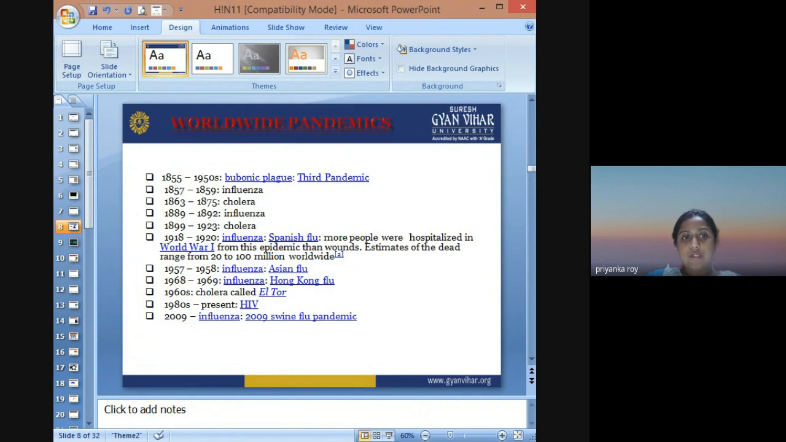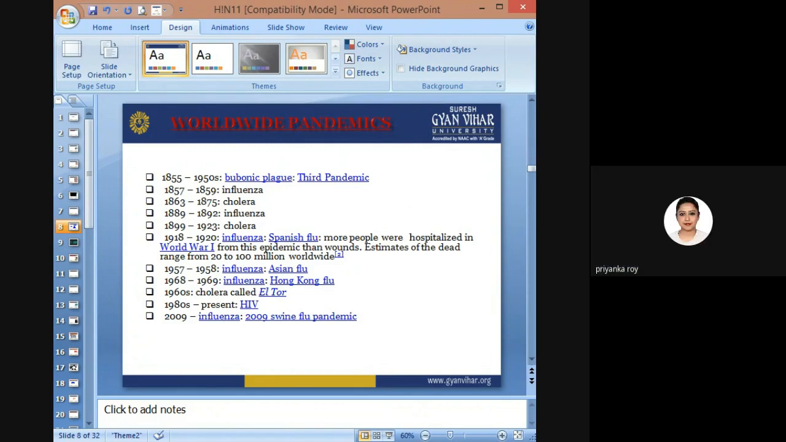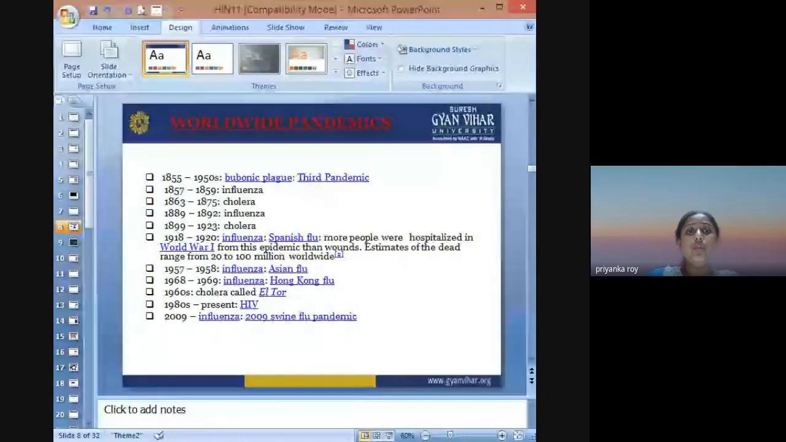In 1918 to 1920, there was the Spanish flu, that is influenza, which spread worldwide. Why? Because of World War One. It spread because World War One involved many countries, and people were traveling across many countries to gain world dominance. More people were hospitalized in World War One from the epidemic than from the wounds. Estimates of the dead range from 20 to 100 million worldwide.